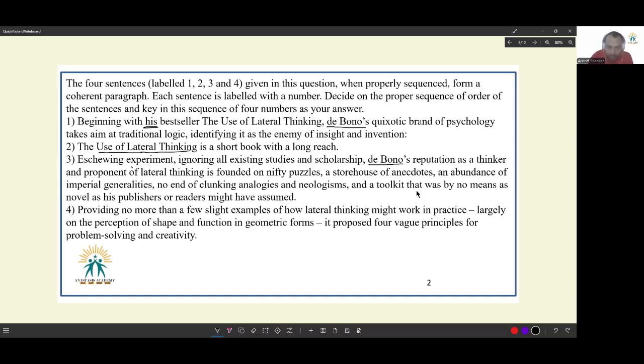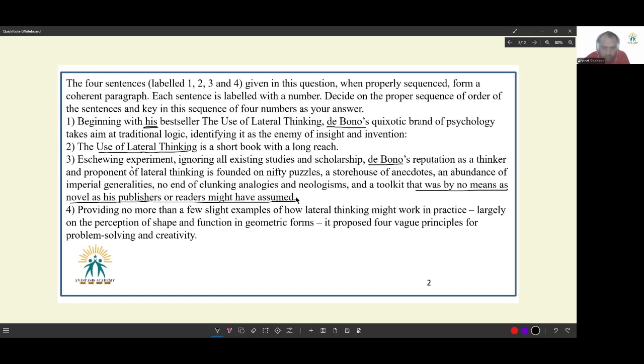And towards the end of the sentence, that was by no means as novel as his publishers or readers might have assumed. So the author is also sort of giving away his personal opinion that de Bono has this reputation, but I don't really buy into it because I think otherwise. I think there is an alternate version. There are more things below the surface that we need to analyze. Okay.